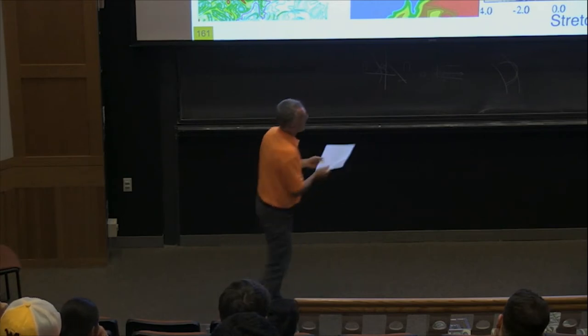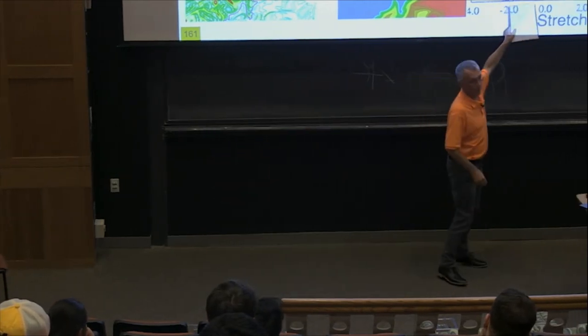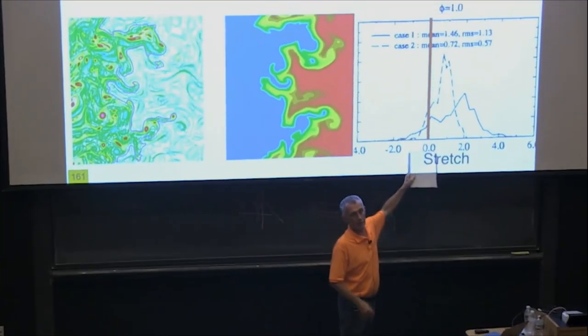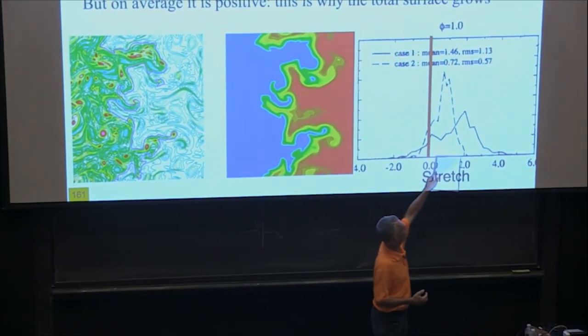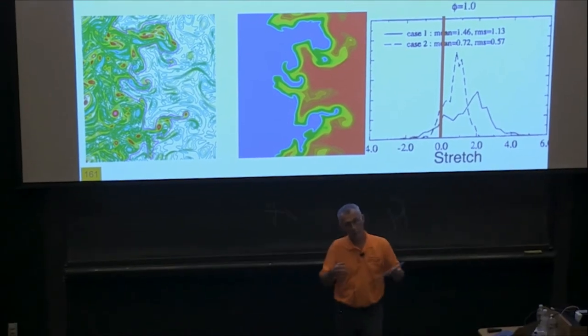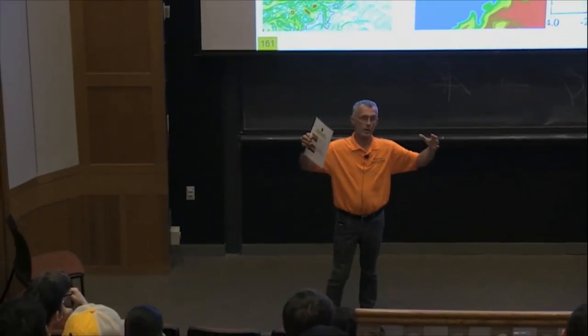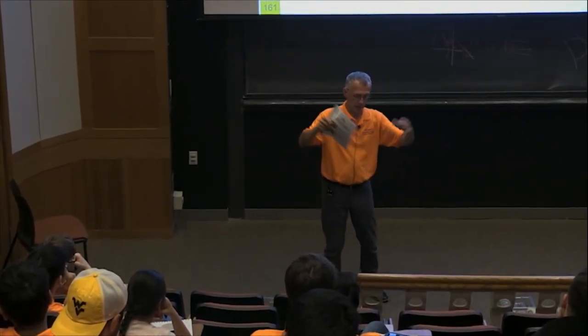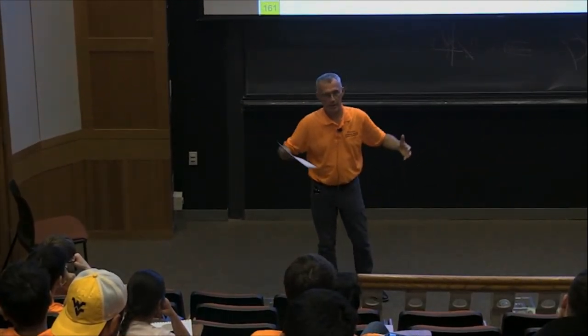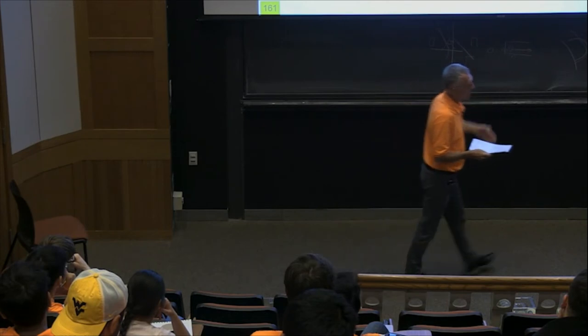So you can have negative stretch on the surface, but not for a long time, which means statistically you have more positive stretch than negative stretch, which proves that the flame surface, on average, will increase. You put your flame in turbulence, it will be more and more surface. And stretch is the animal which creates that.